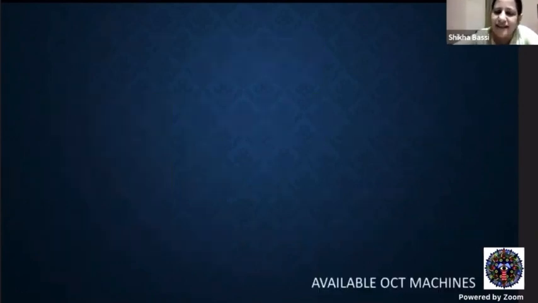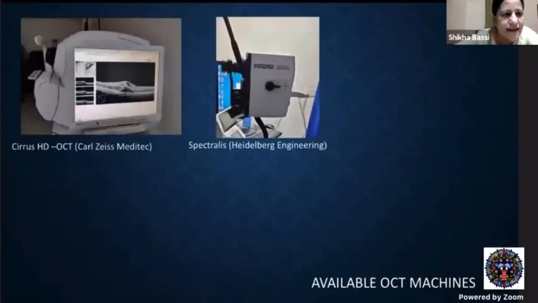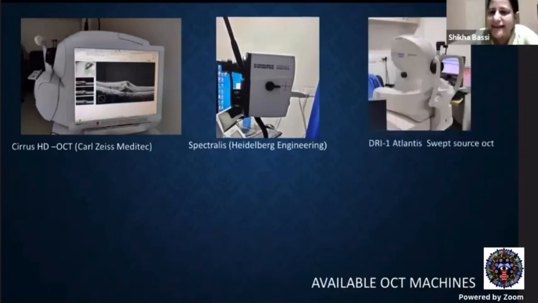Now let's look at the machines that we have. I'll be showing the machines that are present in SN. See, Cirrus HD OCT by Zeiss and Spectralis by Heidelberg. These two machines are the spectral domain OCT machines commonly used worldwide. And Atlantis is a swept source OCT machine.